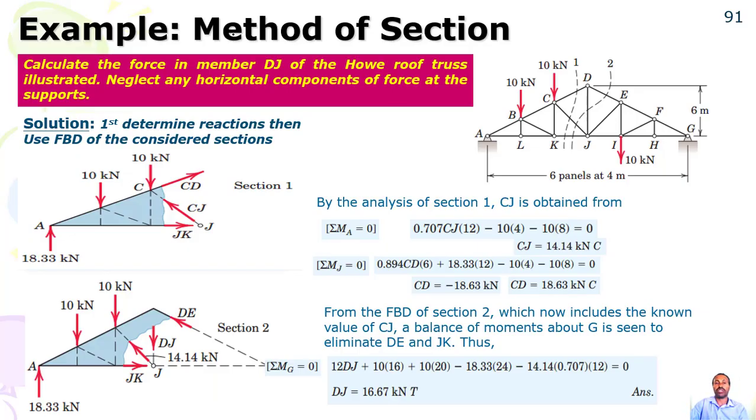So as an example, you can see this is an example. Calculate the force in member DJ. DJ means this one, from here up to here. DJ of the whole roof truss.